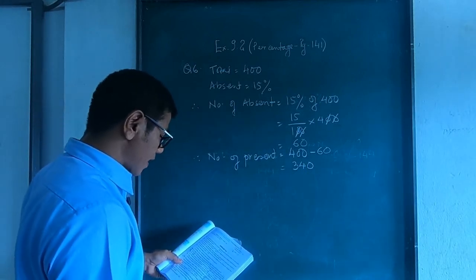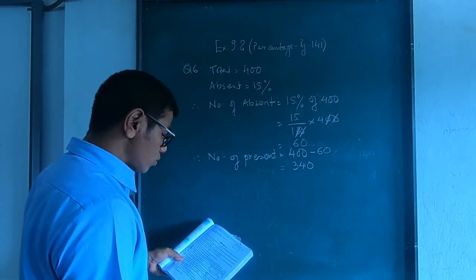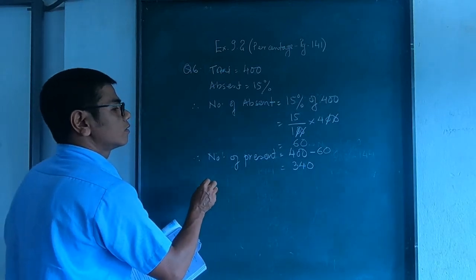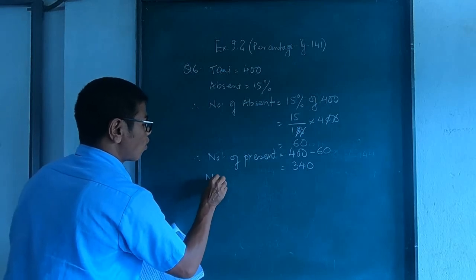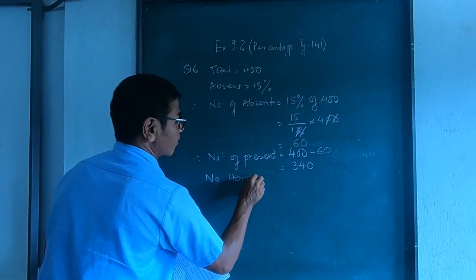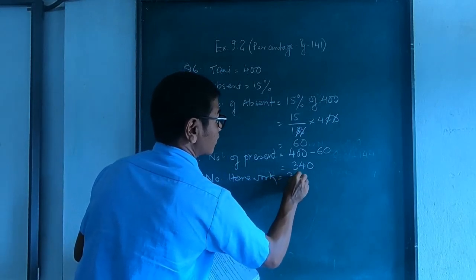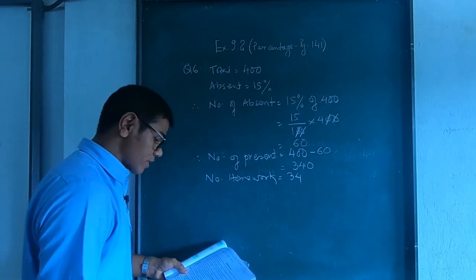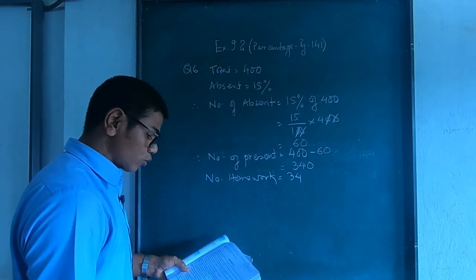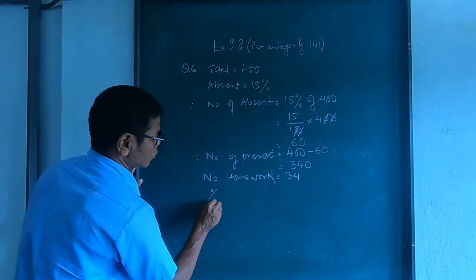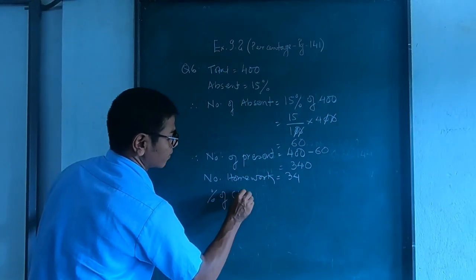Now we are asked to find, out of those present, 34 students did not do homework. That means no homework is 34 from the present. We are asked to find the percentage of children present who did not do their homework. So let us find the percentage of children.